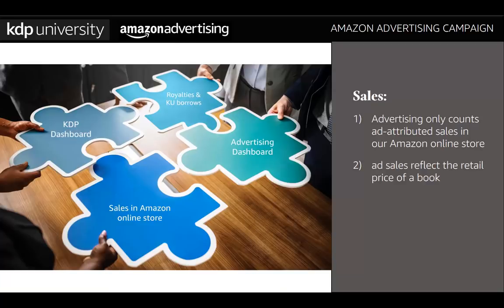Data in the advertising dashboard may not always align to what you see in your KDP reporting, and there's a few reasons for this. First, advertising only counts ad-attributed sales in our Amazon online store. Kindle Unlimited borrows and page reads are not included in the ads dashboard. Secondly, ad sales reflect the retail price of a book. They don't take into account royalties, so your total sales figures may look different from your KDP dashboard. And it's important to look at both sources to get a clearer picture of how your ads are working for you.